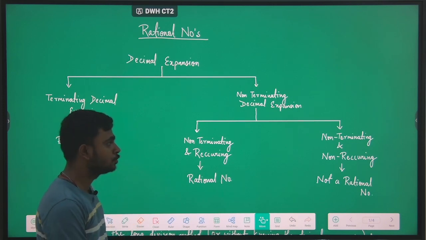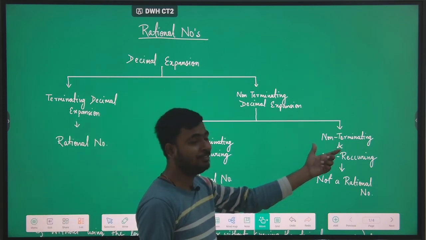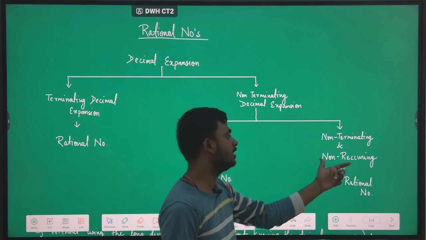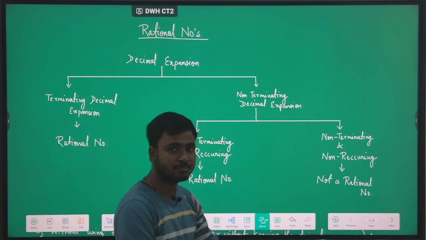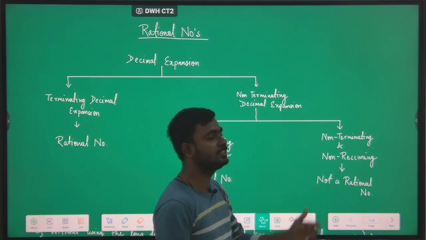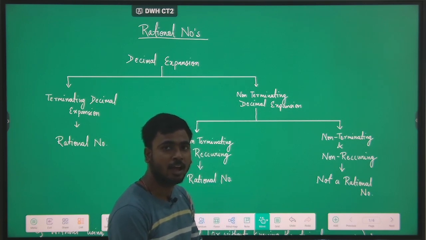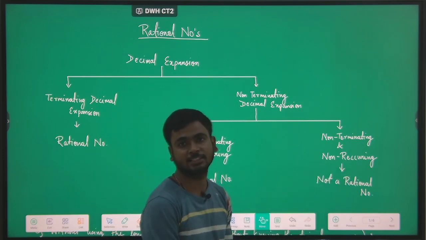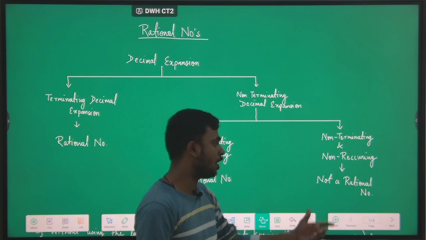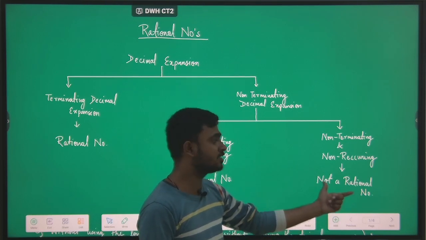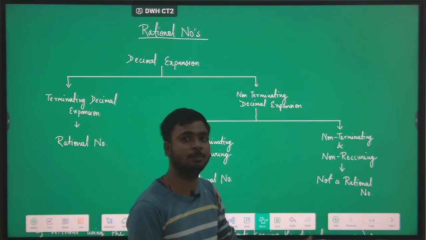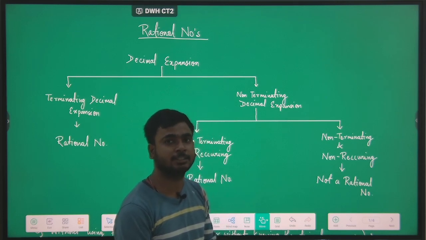Okay, so we were left with the case of non-terminating and non-recurring decimal expansion. These types of decimal expansion are basically not rational numbers. So what are these numbers which are not rational numbers? We will study that in this class.